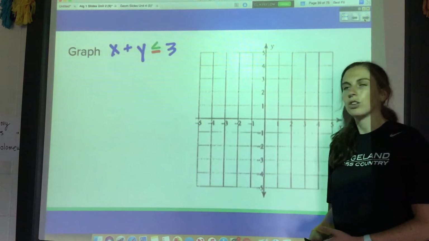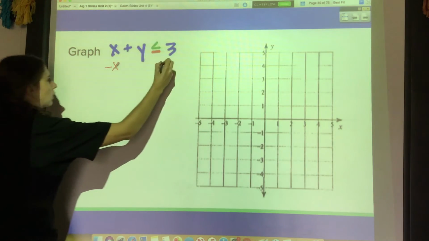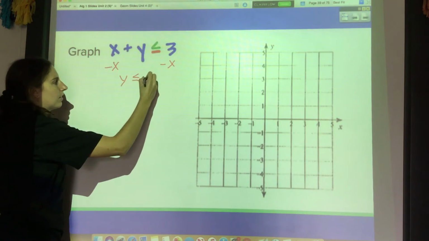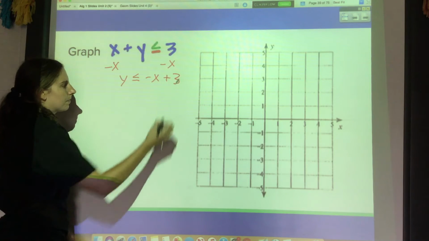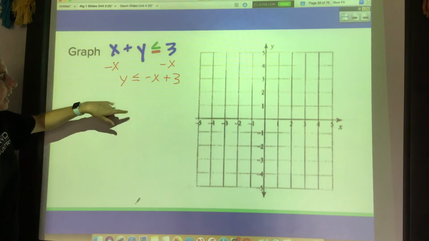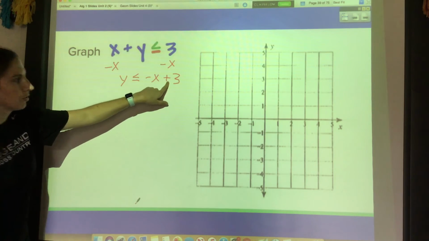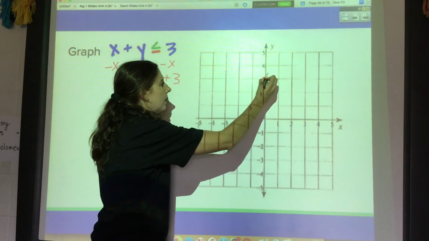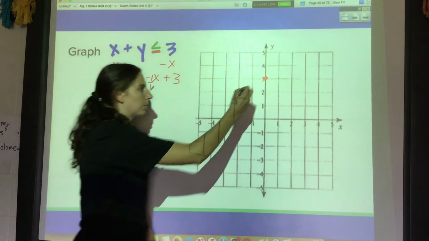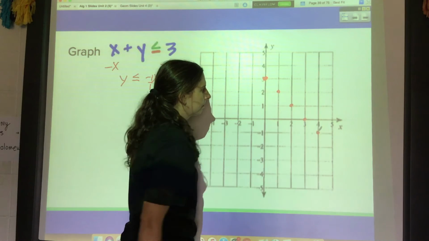A good place to start is to graph the line. And if I want to graph this line, I need to have y by itself. So I'm going to subtract x from both sides, and then I've got negative x plus 3. Now, first of all, just pretend that this was just an equal sign, and I was going to graph y equals negative x plus 3. So the y-intercept is 3, so I'll start here at 3. And the slope is negative 1, negative 1 over 1. So I'm going to go down 1 over 1, down 1 over 1, and so on.